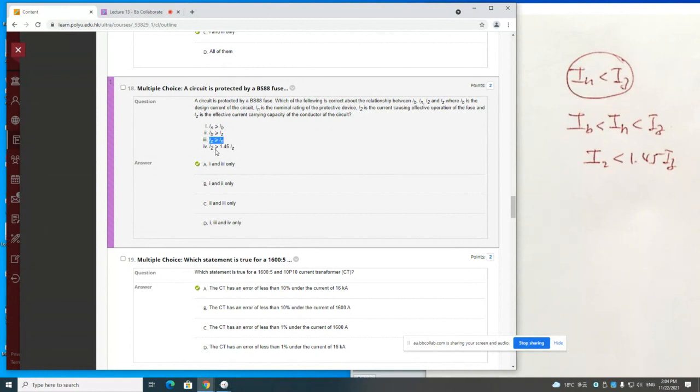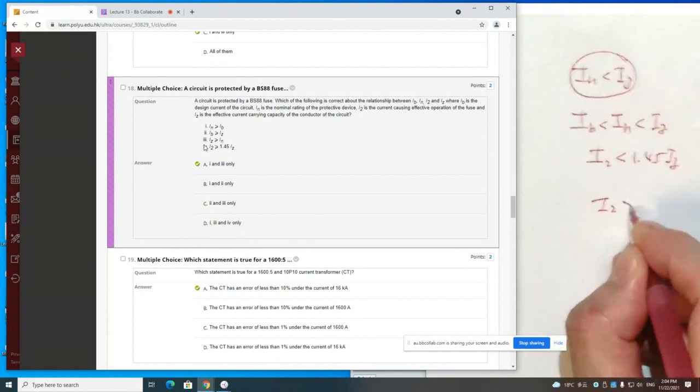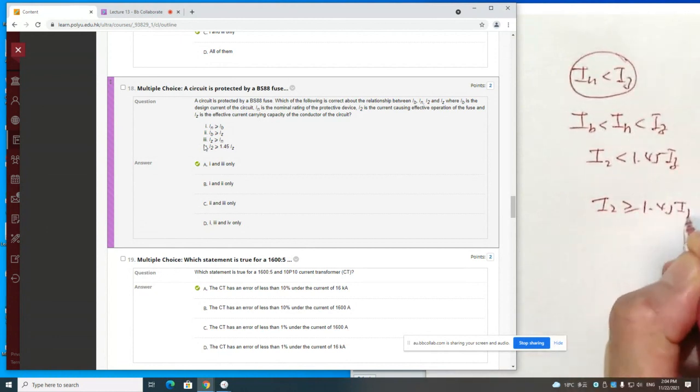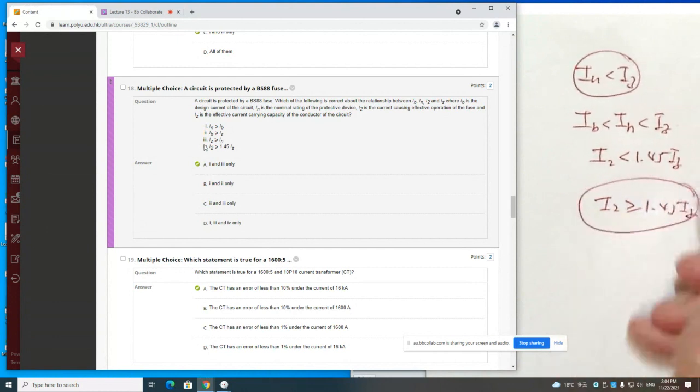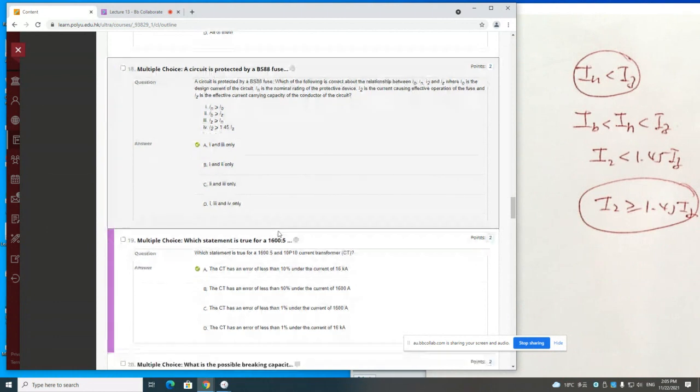The first one says I2 should be greater than 1.45. This is not right. So better to read the question carefully.